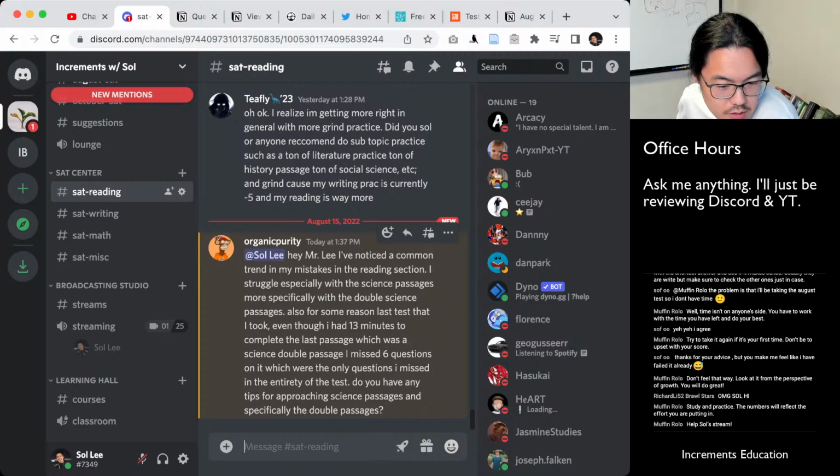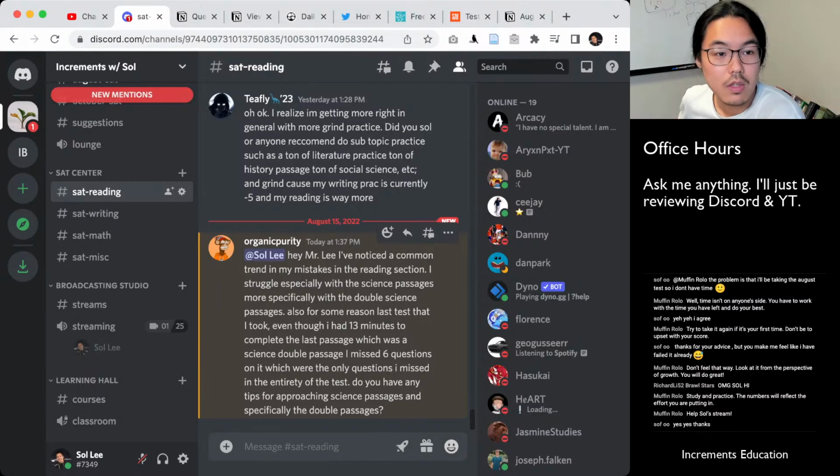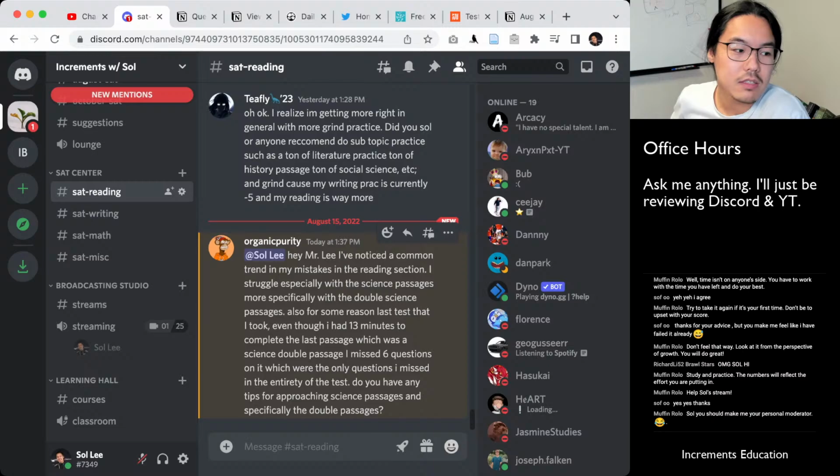Common trend in my mistakes in the reading section. I struggle especially with the science passages, more with double science passages. It took 13 minutes to complete the last passage, 6 questions. It was the last passage. I mean, it sounds like 13 minutes is actually not a lot of time. So that's the first thing. If you're not good at science, I think you would easily have benefited.